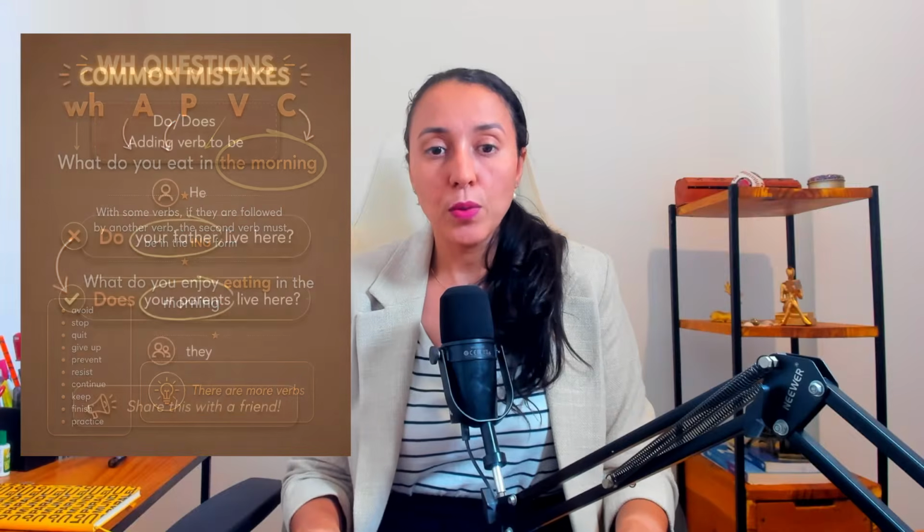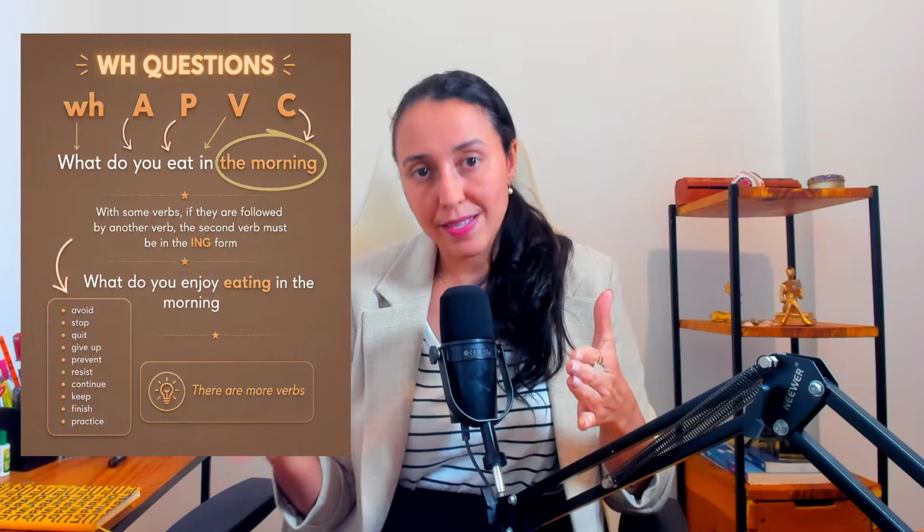With some verbs, as you can see here on the screen, you will have to remove to. There's no preposition to, and the second verb will be in the ing form. This happens to some verbs. For example, enjoy eating, enjoy going, enjoy doing, enjoy writing. Avoid doing, avoid sleeping, avoid working.